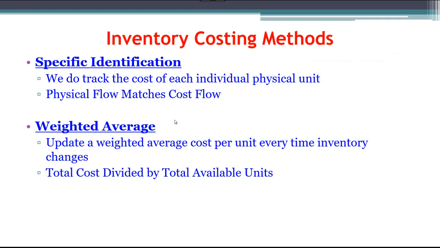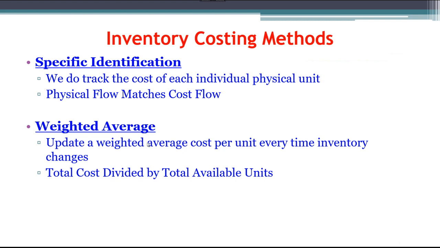We could also use weighted average, but by the way, weighted average doesn't work physically, at least for most products. The only way it would really work is if you had like a vat of chemicals and you dump some new stuff in, it gets mixed with everything else, you pull it out. That would work, but for most products, it just doesn't even make sense. But for cost flow, you certainly could use it.